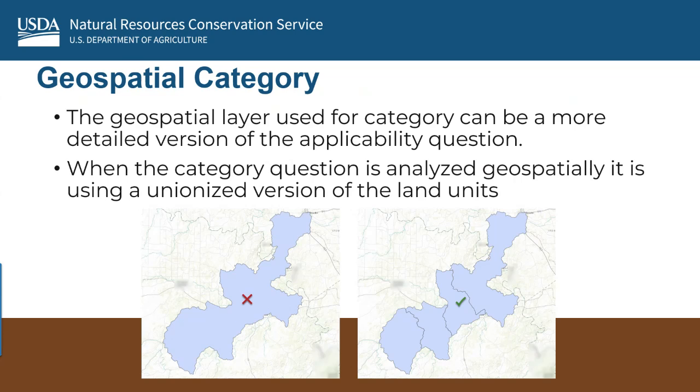Okay, and this is the category example. So unlike the applicability, we do want to see those interior boundaries, because this gives us our differentiation in our layer analysis to help us determine where those land units should be considered and evaluated.